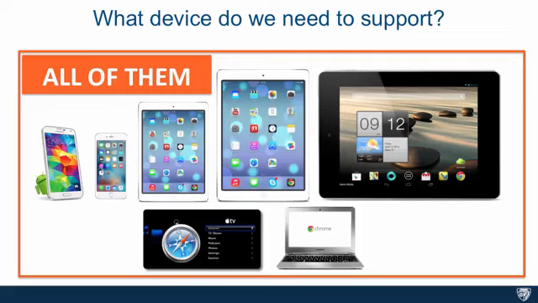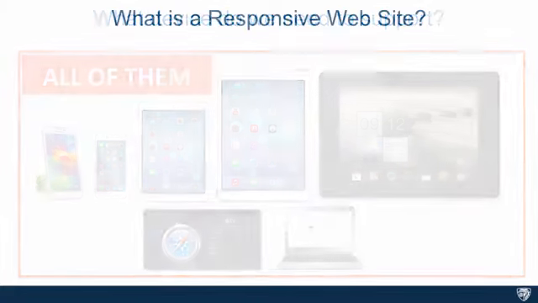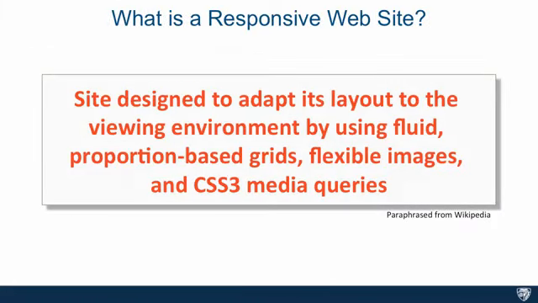Well, I think the answer lies in what responsive design is. So what is a responsive website? Well, that's a site that's designed to adapt its layout to the viewing environment by using fluid, proportion-based grids, flexible images, and CSS3 media queries. And by proportion-based grids, what we mean is, or hinting to, is that the width of these grids, or these columns, as we'll see in a moment, should be specified using a percentage.